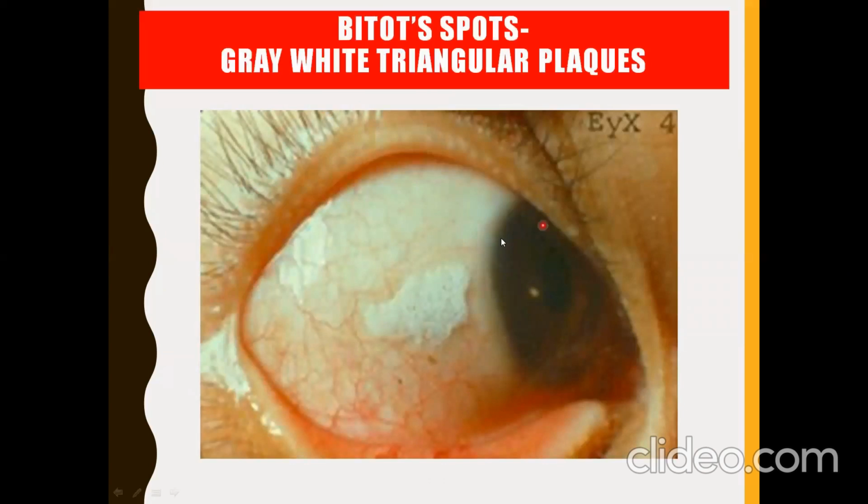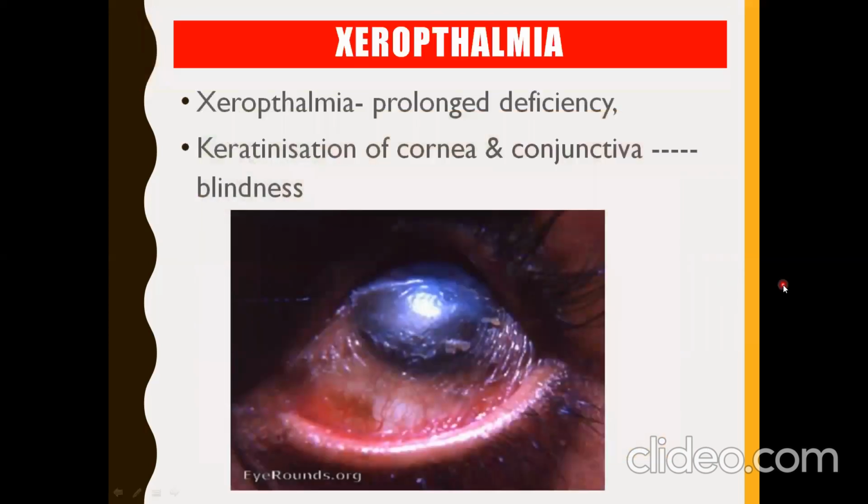Also, the Bitot spots occur. So you can see the triangular white plaques, right? They are present on either side of the conjunctiva, and it is usually bilateral. So there are gray white triangular plaques on either side of the cornea. The next change is xerophthalmia. When the night blindness is left untreated, it leads to a change called xerophthalmia, in which the cornea and conjunctiva are dry, thickened, wrinkled, dull, and glazy, right? So it loses its normal transparency. This change is known as xerophthalmia, which leads to blindness.